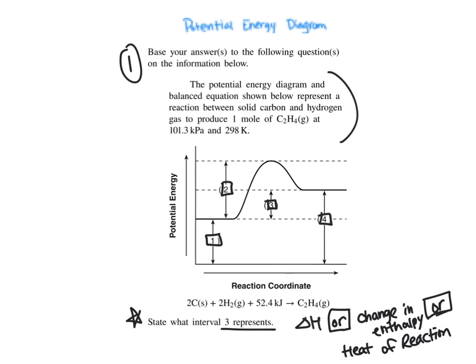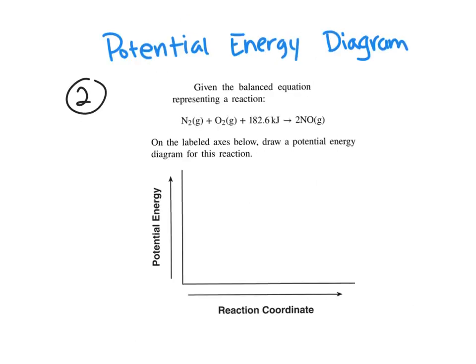So you can see that there are 3 names for this section number 3, only for this particular diagram. Another question could be asking you the same type of problem, but the interval number could be number 2 instead. Hopefully you understand what I mean. Moving on to question number 2.